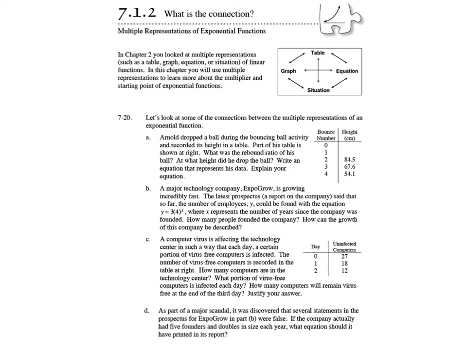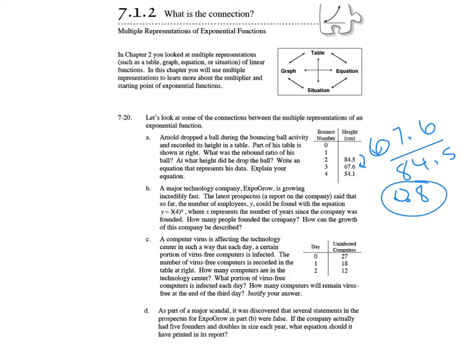Write your equation. All right, so we need to figure out what the multiplier is to go from 84.5 to 67.6. If I can't do the multiplier in my head, I can undo multiplying by dividing. 67.6 divided by 84.5, and we get a multiplier of 0.8.